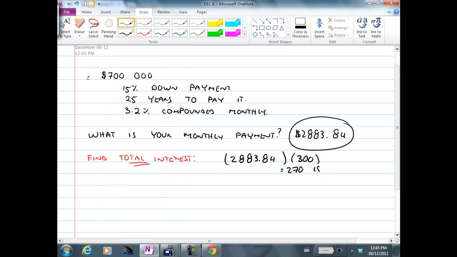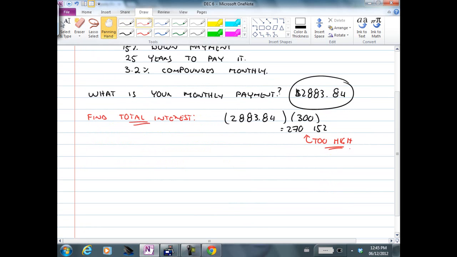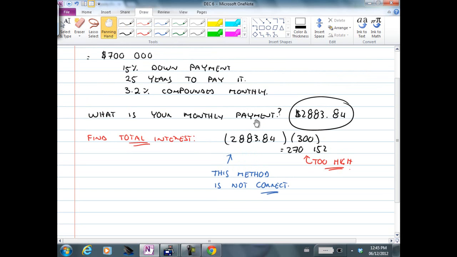But that seems a bit too high. Okay, so let's write this down. Too high. So something is wrong, because our calculation is wrong. This was a quick and very efficient way of doing smaller things, but when you have mortgages, this doesn't work. So this method is not correct. Because if I borrow $595,000 and I have to pay back $270,000 in interest, that seems a bit too high. Something's wrong with my calculation.